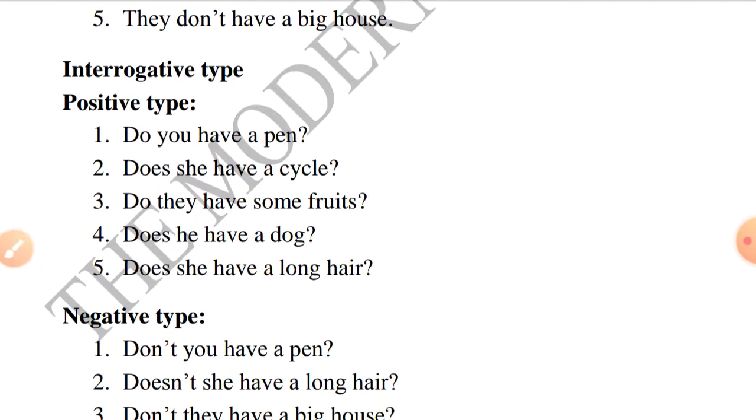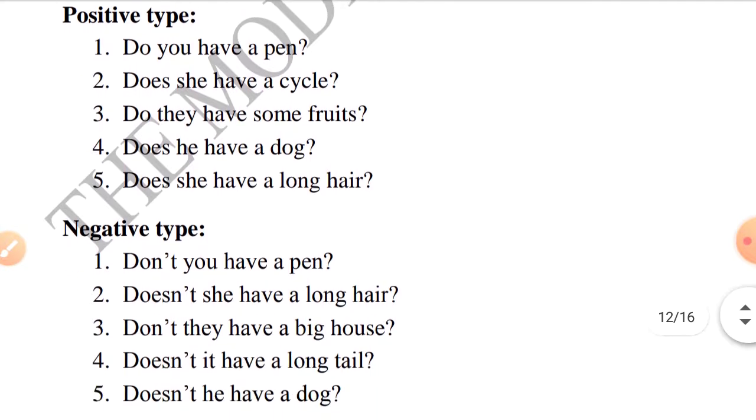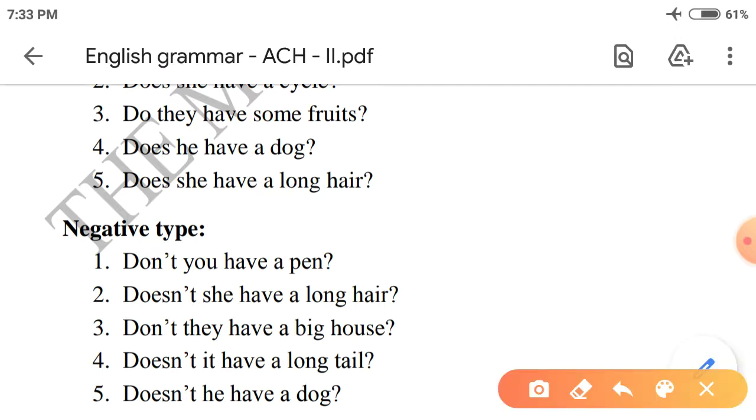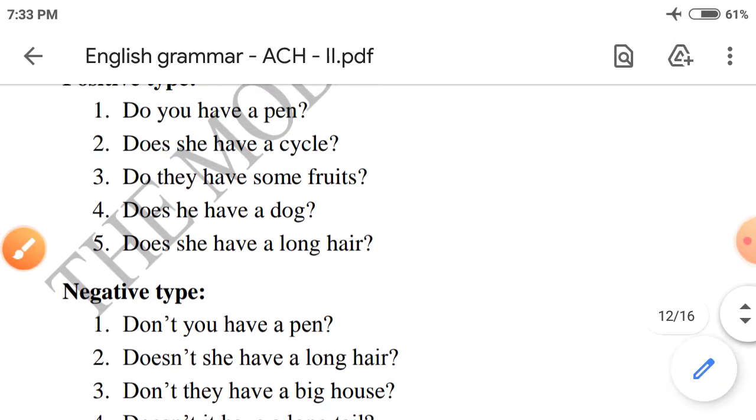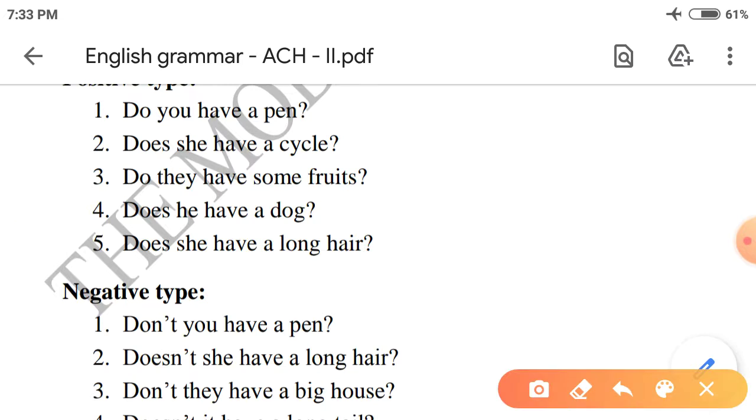Interrogative type means question type sentences. So here we can frame both positive and negative type of questions. First, positive type questions. Do you have a pen? Does she have a cycle? Do they have some fruits? Does he have a dog? Does she have a long hair? So these are the positive type of questions.